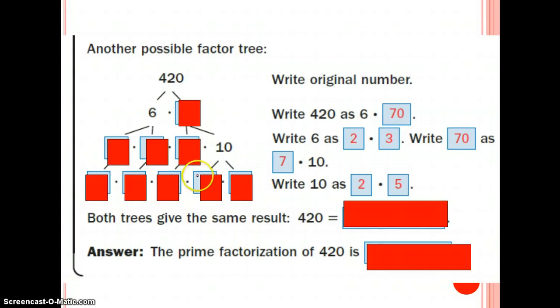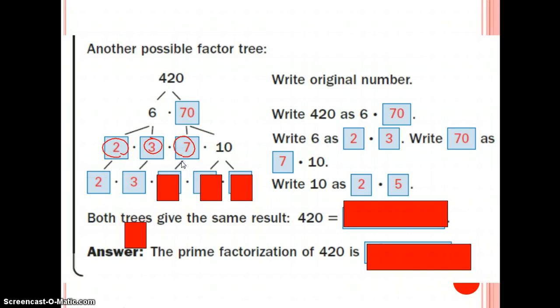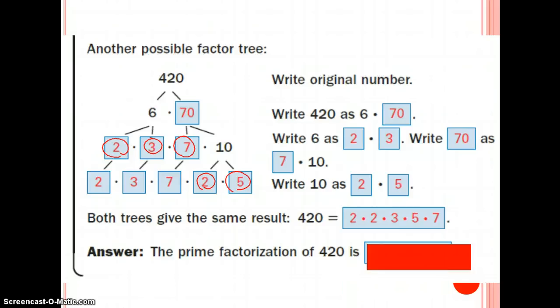Another possible factor tree is 6 times 70. 6 becomes 2 times 3, which again are primes. 70 is 7 times 10. 7 is a prime, so you can circle them and bring them down. 10 becomes 5 times 2. You can see that no matter how you solve the factor tree, you're going to get the same result. And again, there's the 2 squared times 3 times 5 times 7. That is your answer.